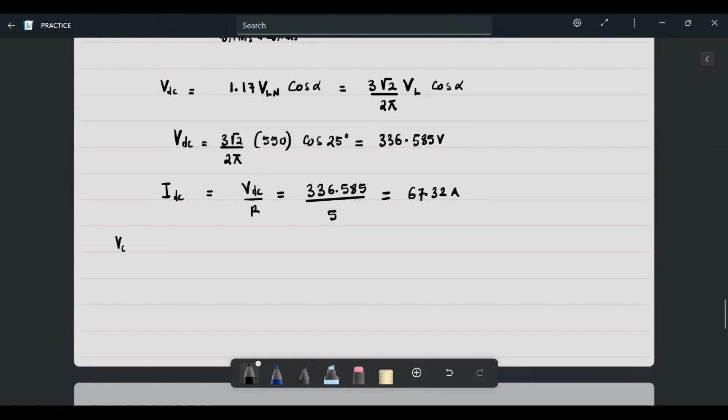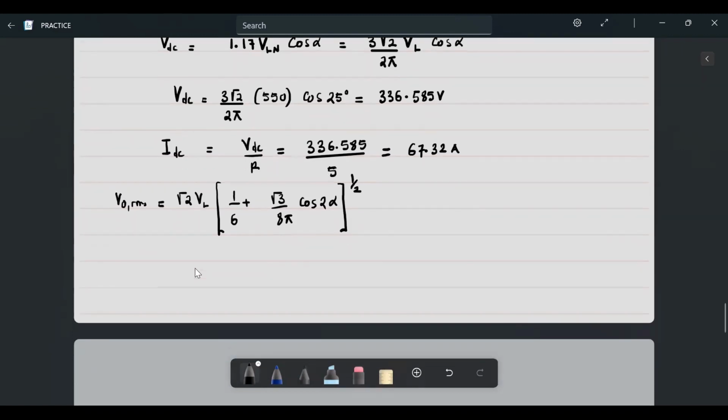So V output RMS for a 3-phase half wave controlled rectifier is given by √2 times the line voltage, and then open brackets 1/6 plus the square root of 3 over 8 pi times cosine of 2 alpha, close brackets, to the power half. This is a square root, right? This is the output RMS voltage. It comes out after doing the integration, just like we did with the single phase. So we just have to plug in the values that we have.